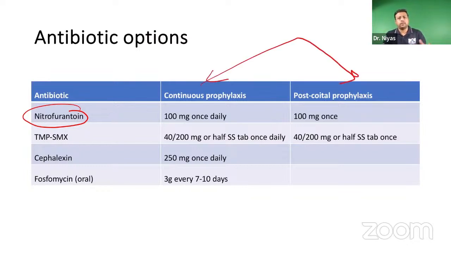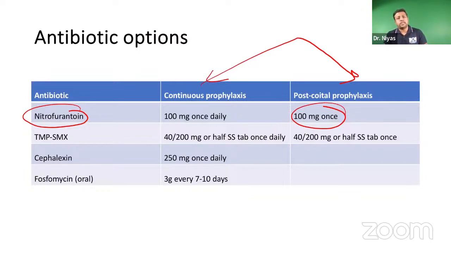Now, continuous is given for most of the patients, but some patients may have recurrent UTI which is particularly precipitated by sexual intercourse. In such patients, you can go for a post-coital prophylaxis. So if it is a continuous prophylaxis, you give 100 milligrams once daily. It's usually given for an indefinite period, 3 to 6 months, sometimes years also. Post-coital prophylaxis is given to patients whose recurrent UTI is precipitated by sexual intercourse. There you need only give 100 milligrams, one single dose after the sexual intercourse.